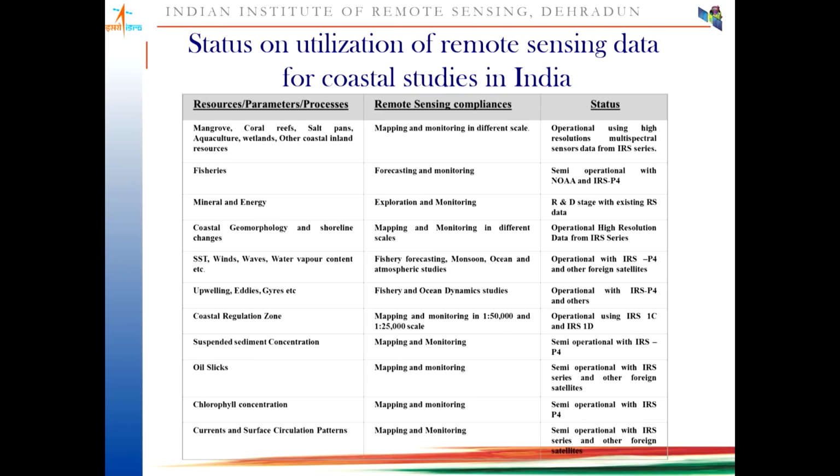Coastal geomorphology and shoreline changes, I can do, it's operational also, for mapping and monitoring at different scales. We can gain information on the sea surface temperature using NOAA AVHRR data and other sensors, Indian sensors also, which gives one of the inputs for the potential fishing zone. We can get information on wind, wave, and water vapor content, which are used for fishery forecasting, monsoon study, and ocean and atmospheric study. They are also operational with IRS-P4 and other foreign satellites.